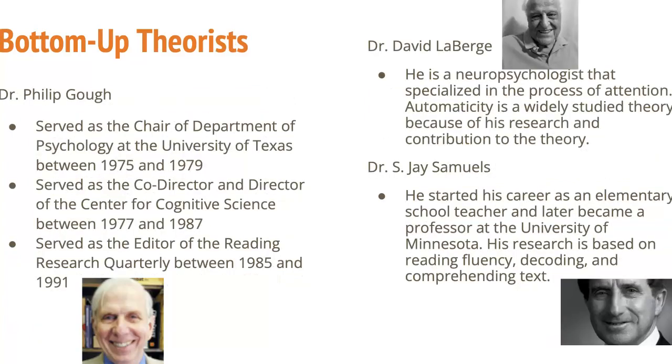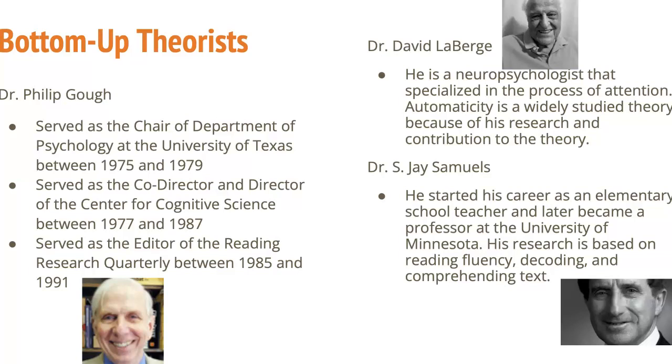The theorists of these theories are Dr. Philip Gough, the theorist that invented the simple view. He served as the chair of the department of psychology at the University of Texas between 1975 and 1979. He also served as the co-director and director of the Center for Cognitive Science between 1977 and 1987, and he also served as the editor of Reading Research Quarterly between 1985 and 1991.